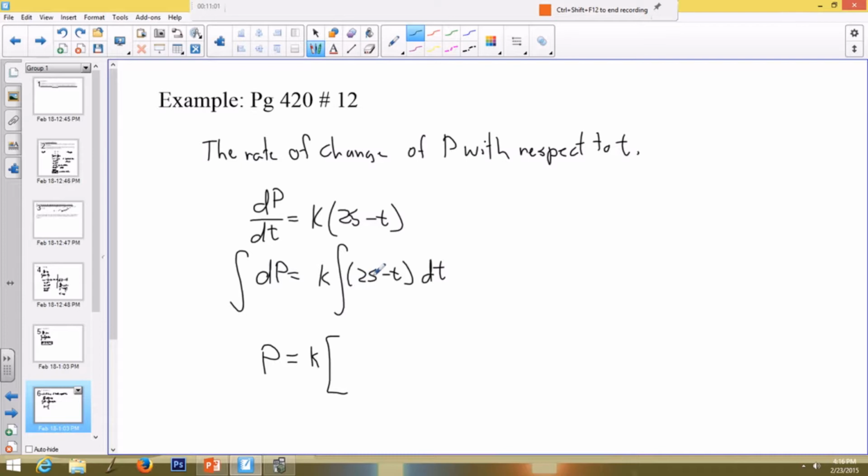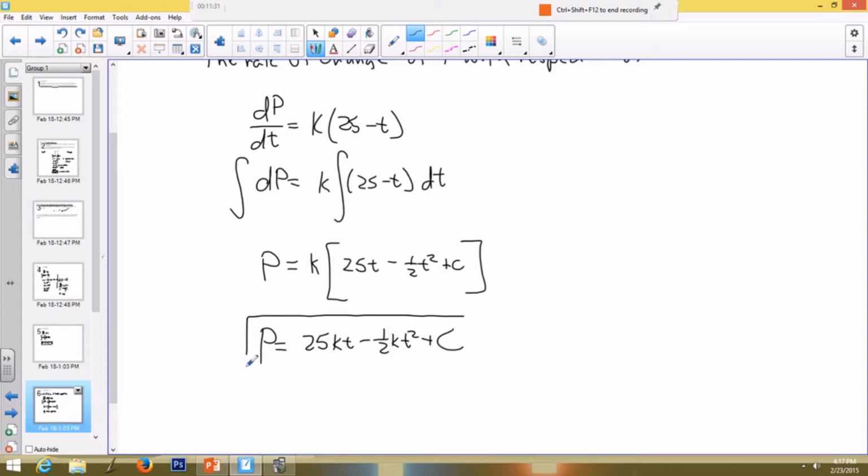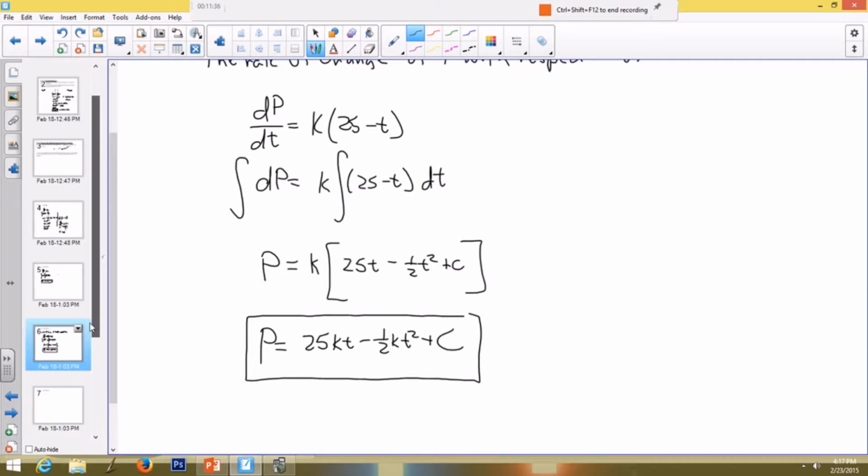And again, we could do it a couple of different ways. The easiest way is just to do the simple power rule on each term, and we'll have 25t minus 1/2 t squared plus some constant c. Distribute the k if we wanted to, so p equals 25kt minus 1/2 kt squared plus k times c, a constant times a constant is a constant. So this c and this c aren't the same, but there you go. And again, we could probably fiddle with that, but there you go. All right.